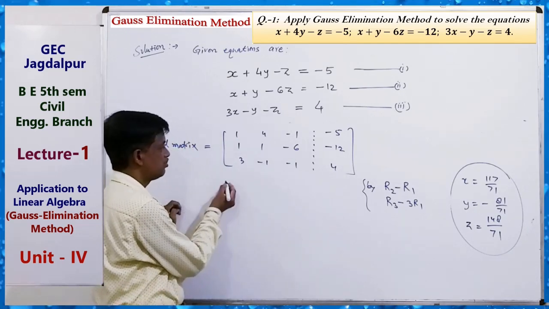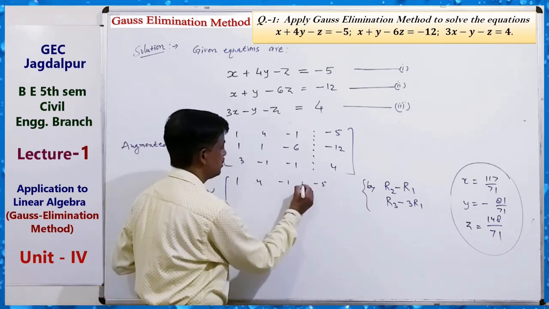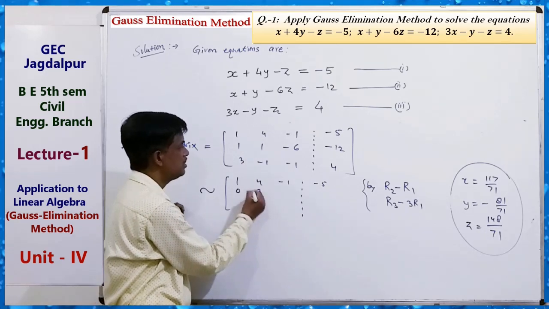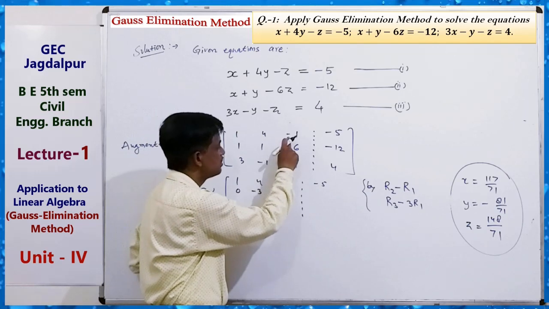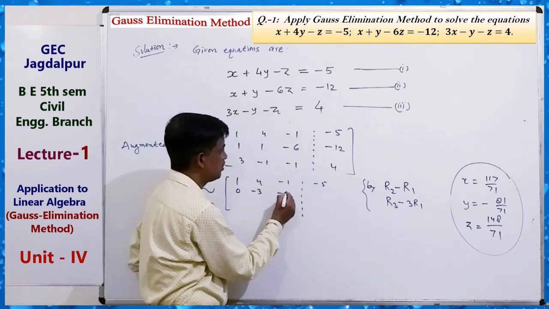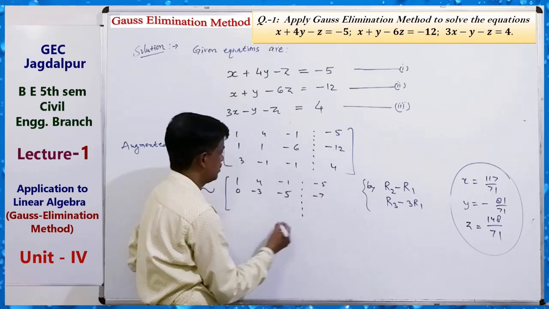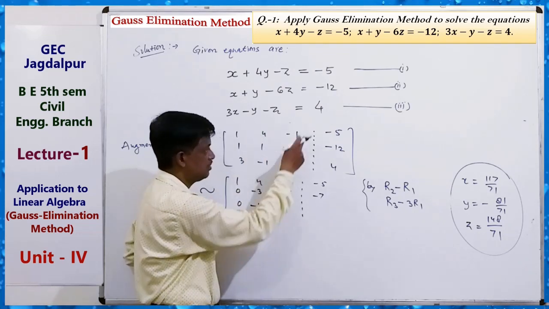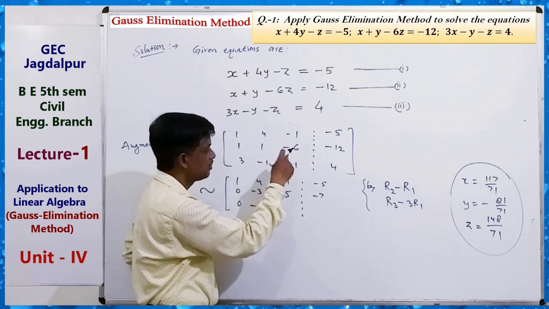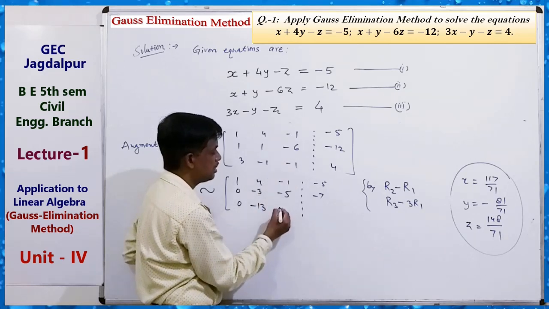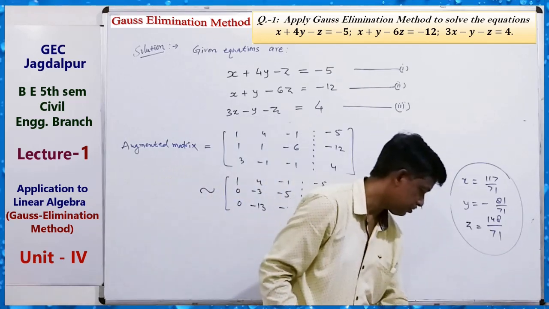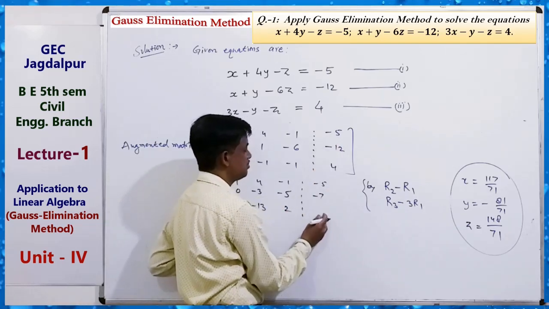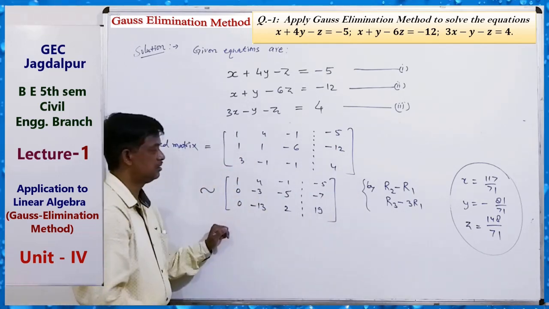Here it will be 1, 4, minus 1, minus 5. Next row: 0, minus 3, minus 5 plus 5 means minus 7... 0, minus 12, minus 13... the 3R1 subtracted gives plus 3, so minus 2, plus 2, and 19 minus 15 is 14, 19. So this will be the equation.